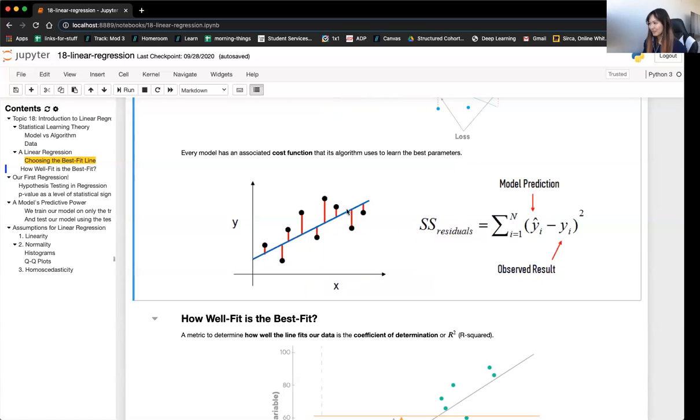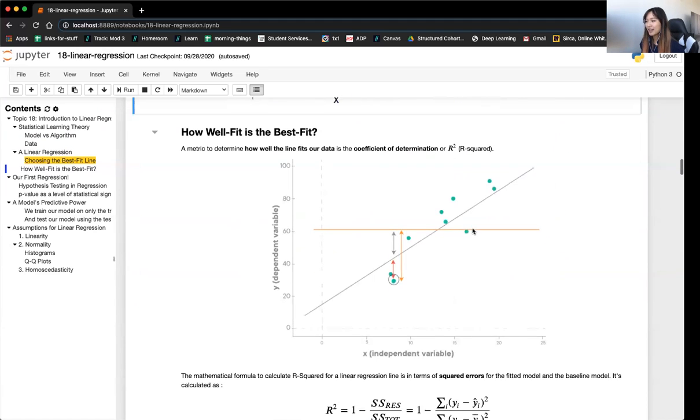But if you're predicting something on a smaller scale, like later we'll look at weight and height, and you're predicting weight with an error of maybe 5 pounds off, that's a pretty good prediction. So it does depend on context what kind of sum of squared residuals numbers are good.